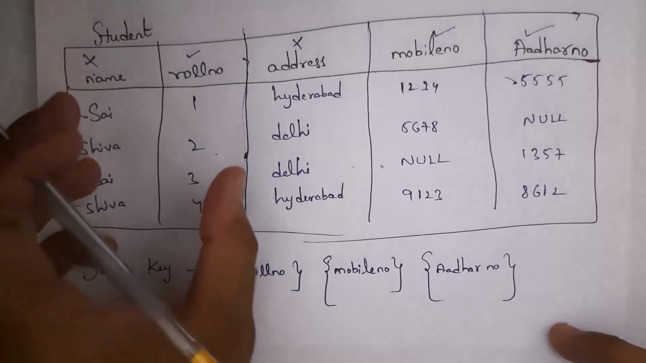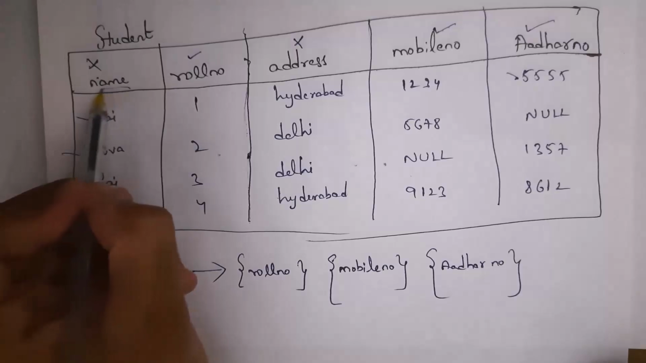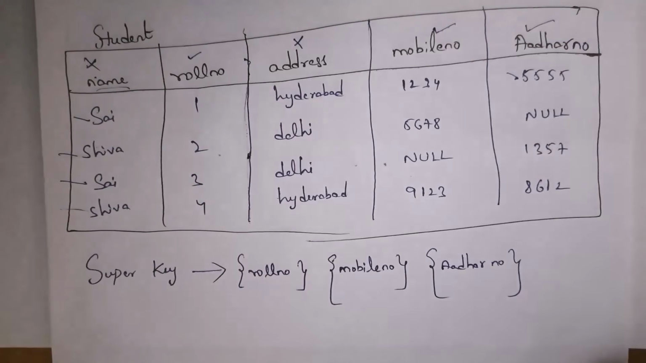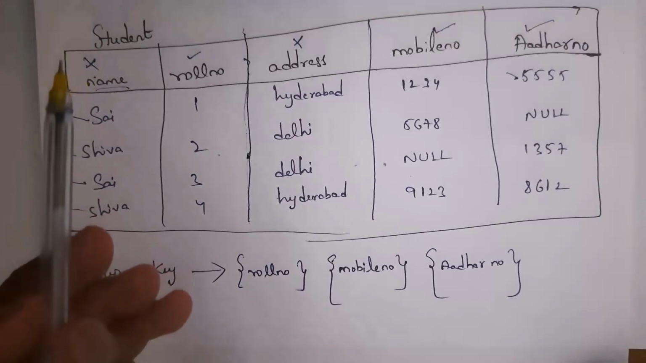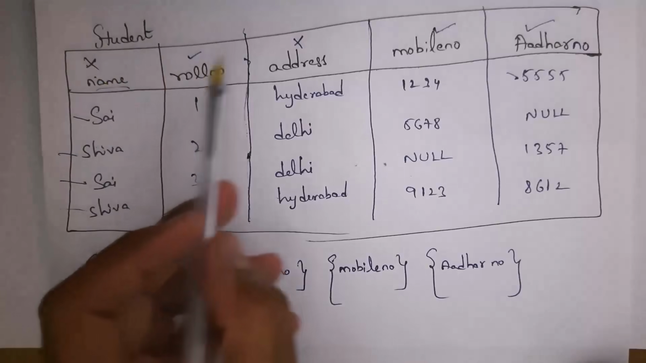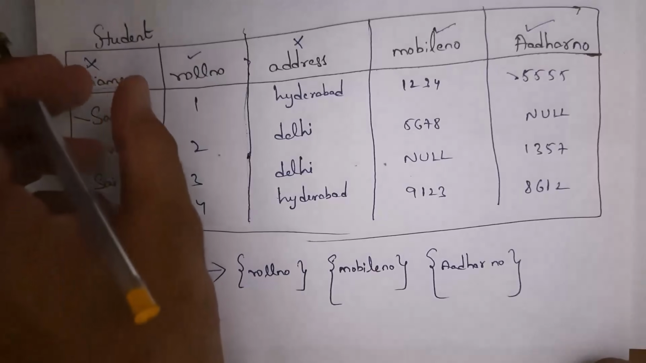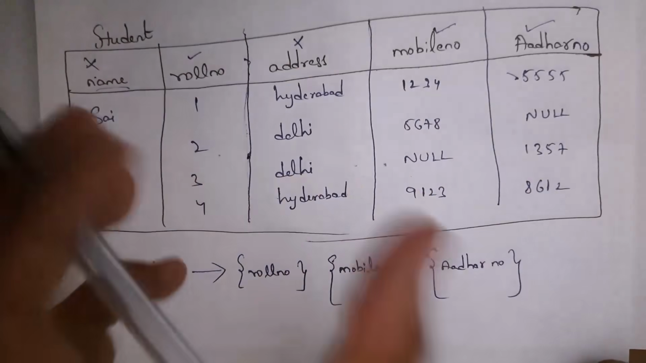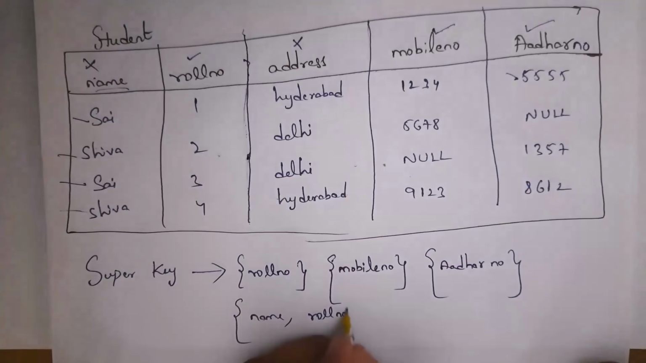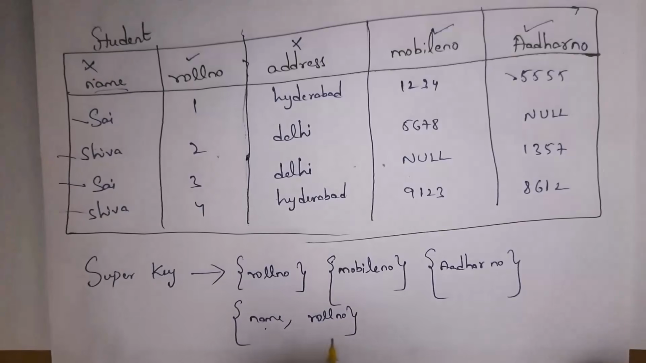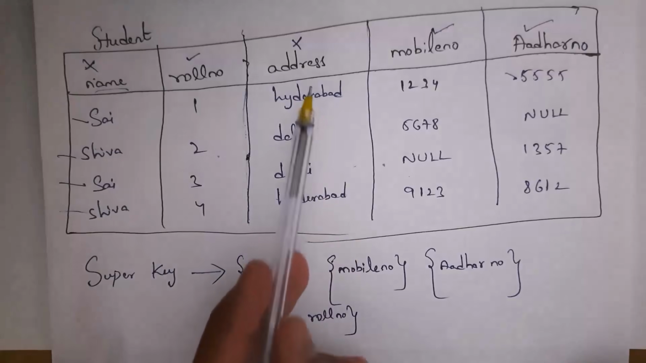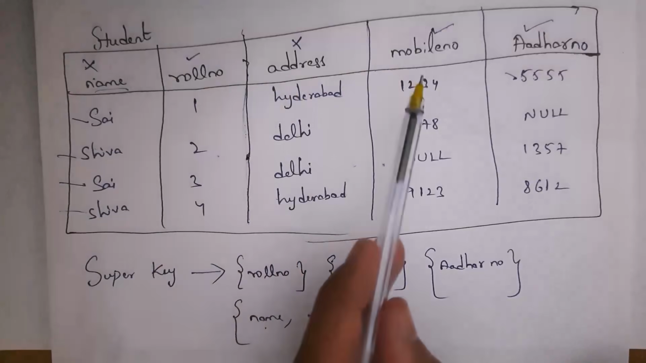So now what I will do is, I will combine this name column with any other super key column, and then I will form a set. Here I can combine the name column with the roll number column or mobile number column or Aadhaar number column. So now I will combine this name column with the roll number column, and then I will form a set where the name column is not a super key but the roll number column is a super key, and next the address column is left. So you can combine this address column with any other super key columns.